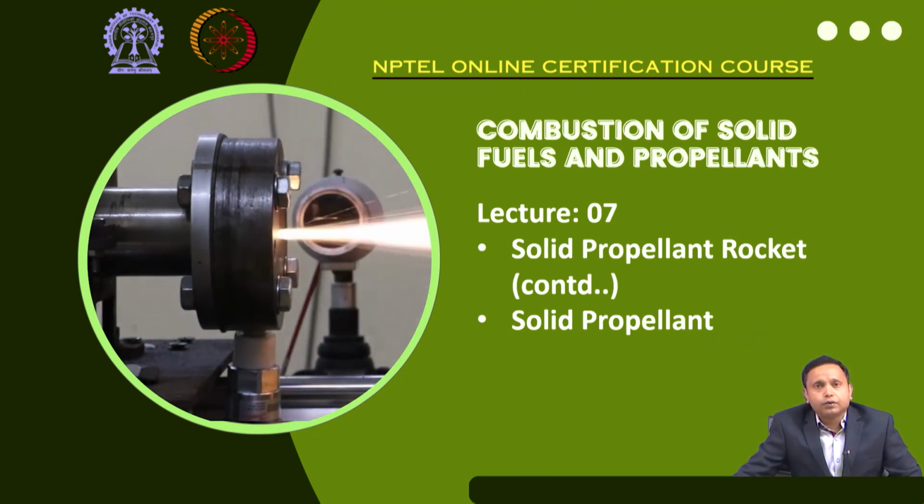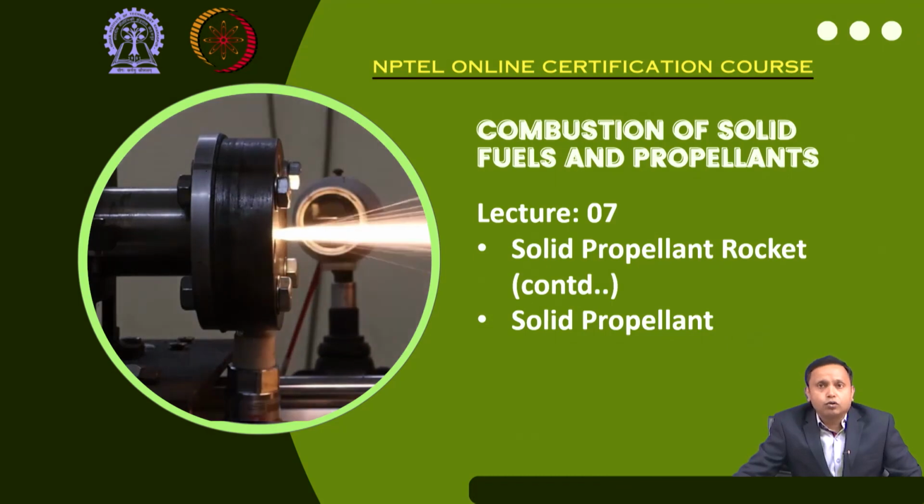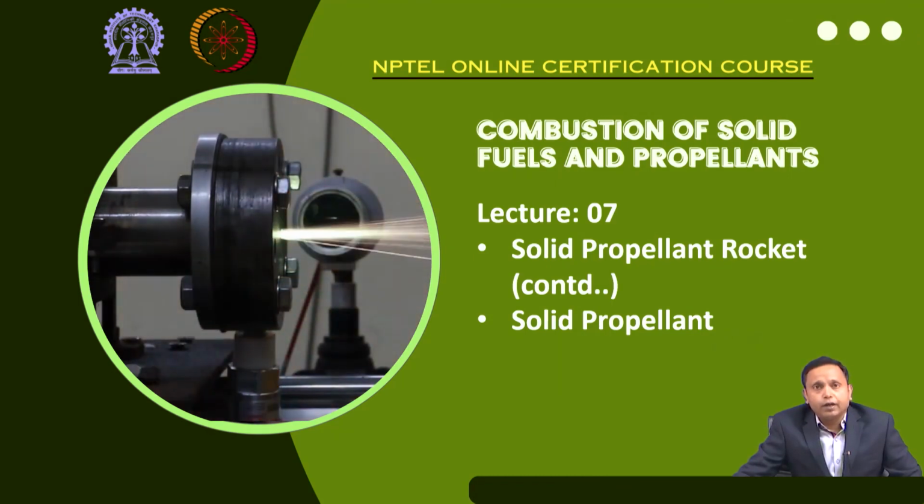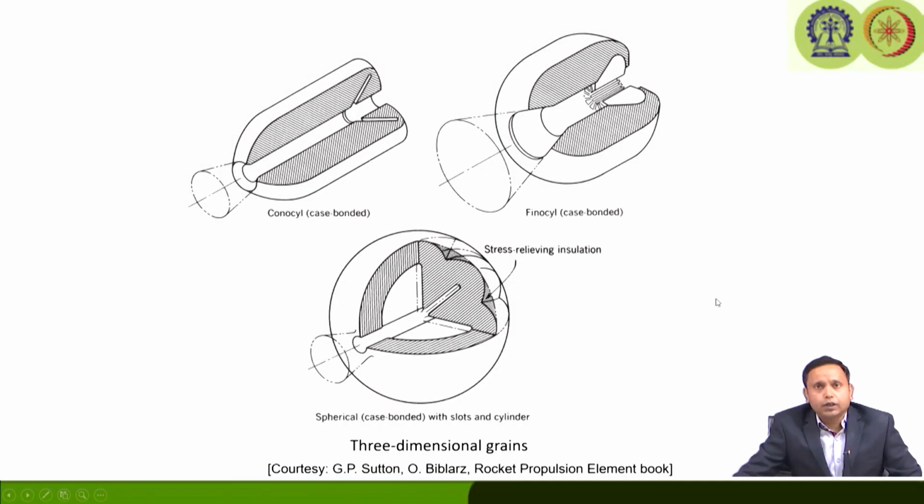Now, the combination of radial burning and longitudinal burning is sometimes referred to as the three dimensional grain. If you look at these grain pictures, these are a combination of both radial and longitudinal burning profiles. It can have a conocyl, which is a combination of cone and cylinder. It can have fin and cone, a combination of cylindrical grain with fin structures in the grain geometry, so it is termed the finocyl.